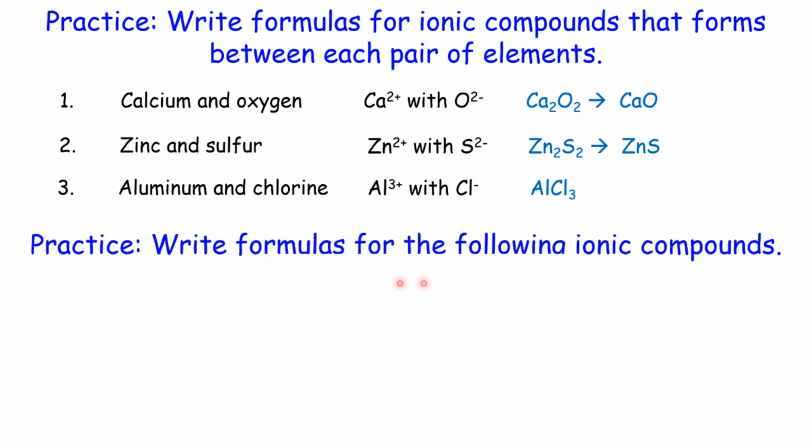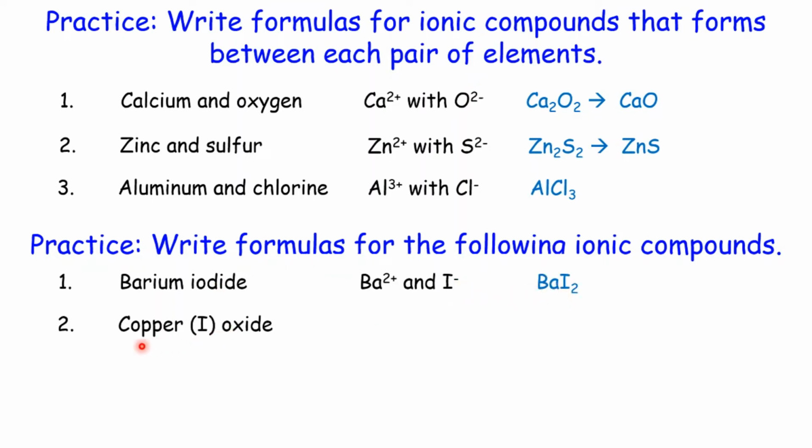Now write the formula for the following ionic compounds. Now we do have names for the ionic compounds. Barium iodide: barium is Ba2+, a group 2A metal; iodide should be I-, and then BaI2. Copper(I) oxide: copper(I) has to be Cu+, oxide of course is 2-. Again, write down the formula, use the charge as the subscript for the other ion.